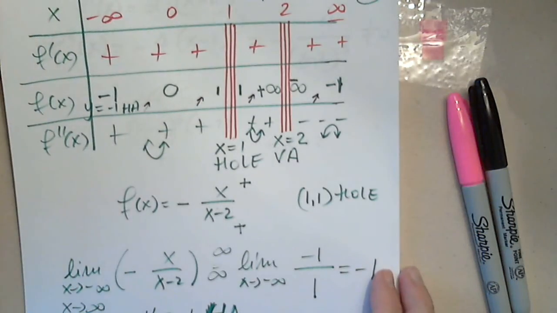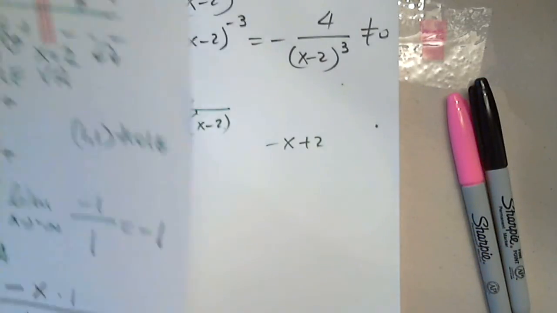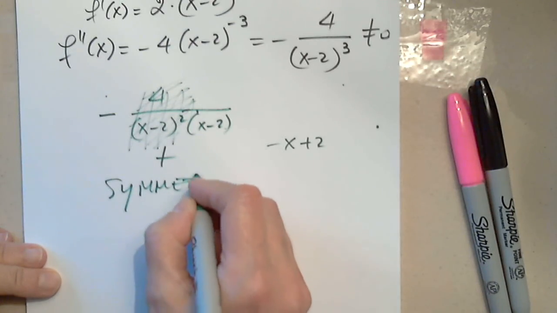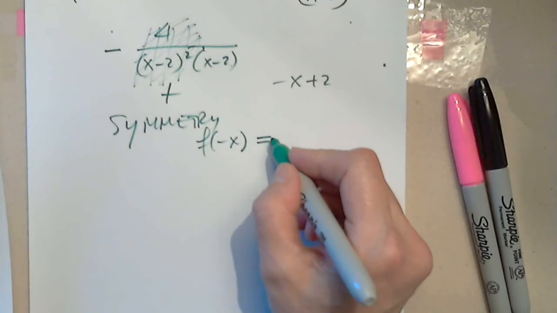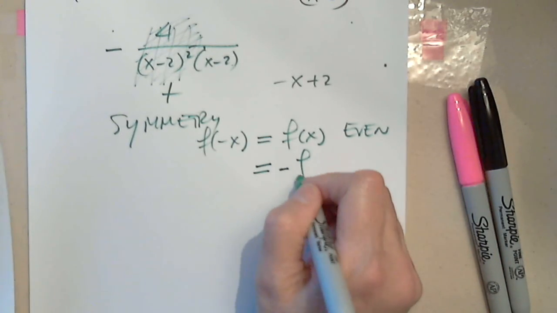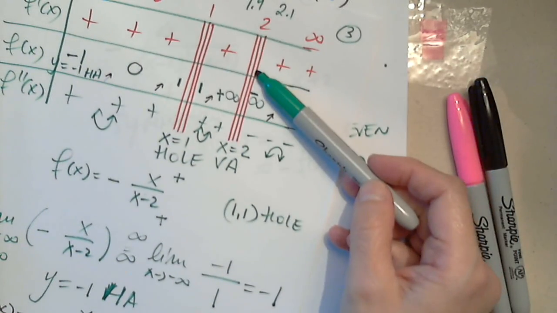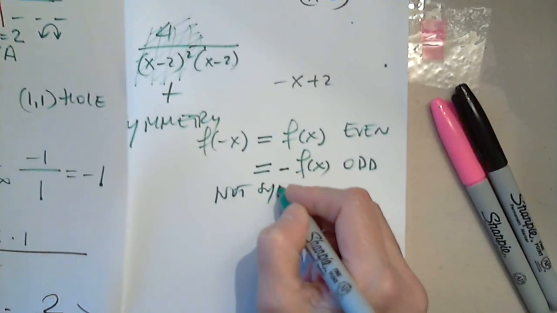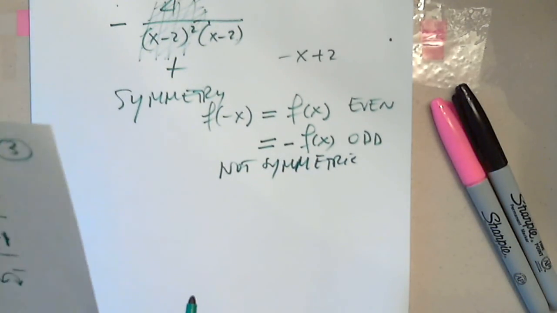And now the question is really asking us to get all the information and graph. There is one thing that does not fit in my table, which is symmetry. So symmetry, remember, f of negative x can be equal to f of x, which means even, or it can be negative f of x, which means odd. Well, a function with a hole in the graph at 1 and a vertical asymptote at 2 cannot have any symmetry. But I have to mention and say not symmetric, because it's one of the items on the list.